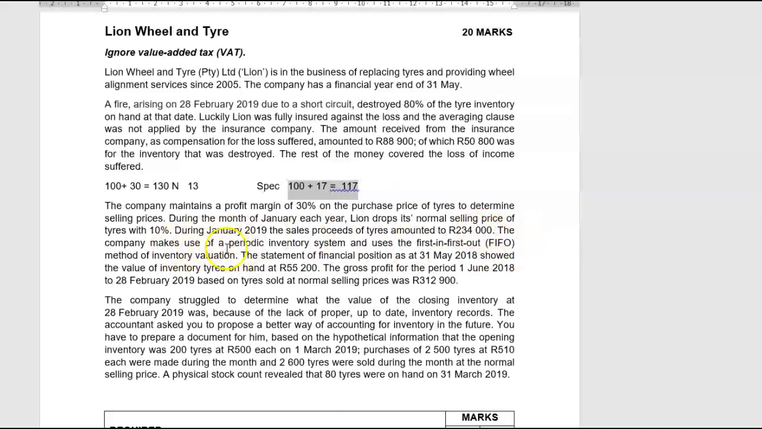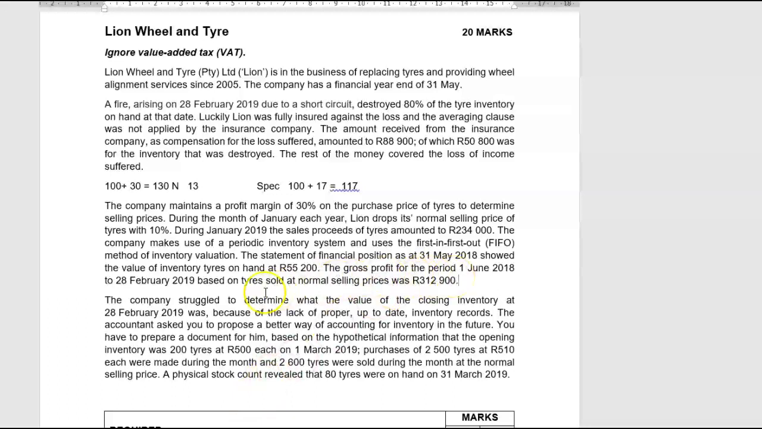The company makes use of a periodic inventory system and uses the first-in, first-out method of inventory valuation. The statement of financial position as of 31 May 2018 showed the value of inventory tires on hand as 55,200, my opening inventory. The gross profit for the period 1 June to 28 February, so this current period up to the date of the short circuit, based on tires sold at normal selling prices, equals 312,900. So it's not my total. It's only on the normal sales that we have made this profit.